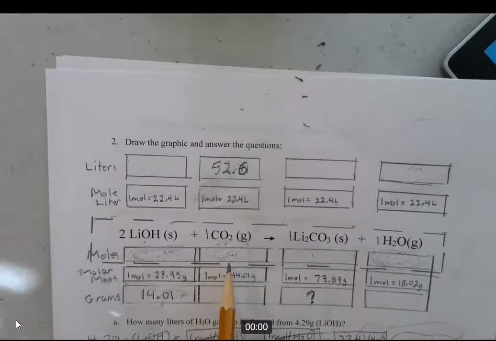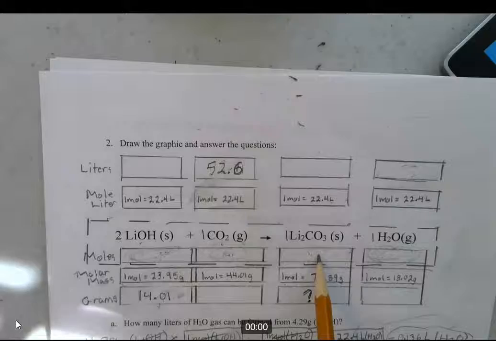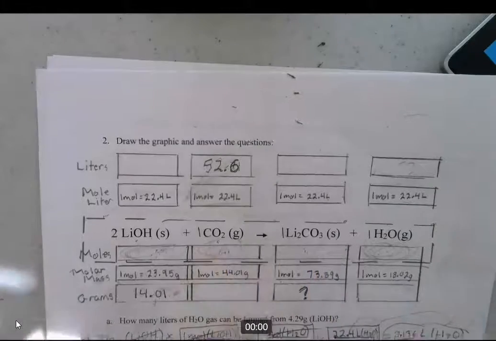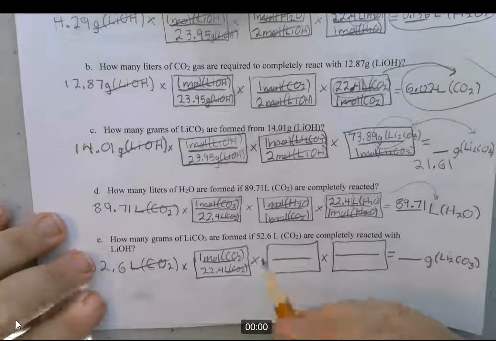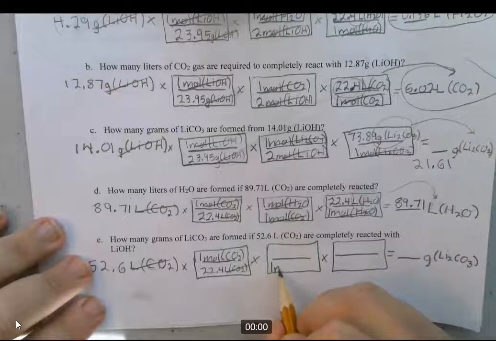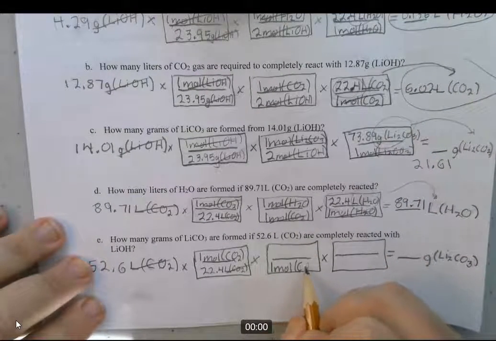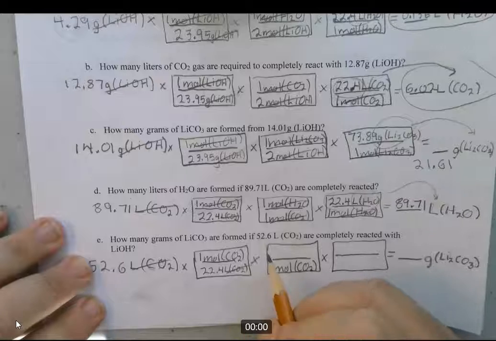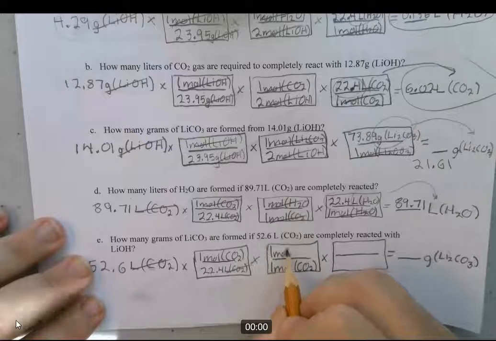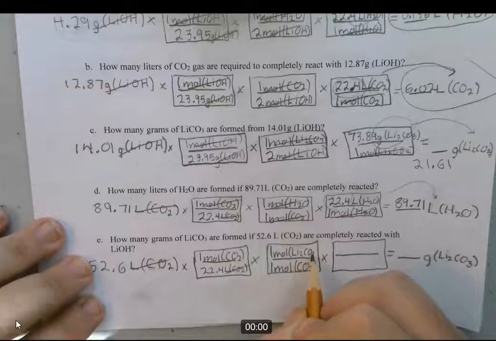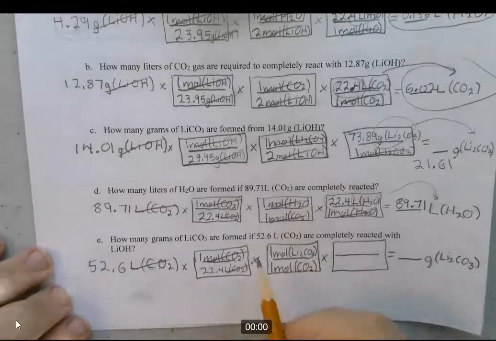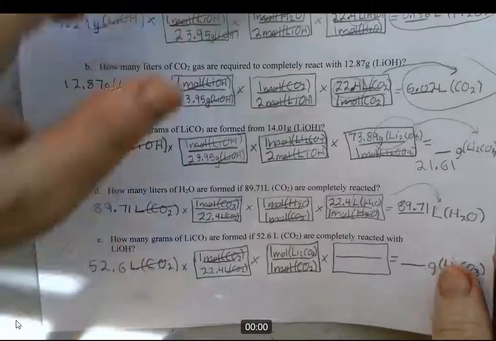We need to go from moles of CO2 to moles of lithium carbonate. It's a 1-to-1. And we need moles of CO2 to cancel out, so we're going to put that one on the bottom, and moles of lithium carbonate on the top. Moles of CO2 cancels and cancels.